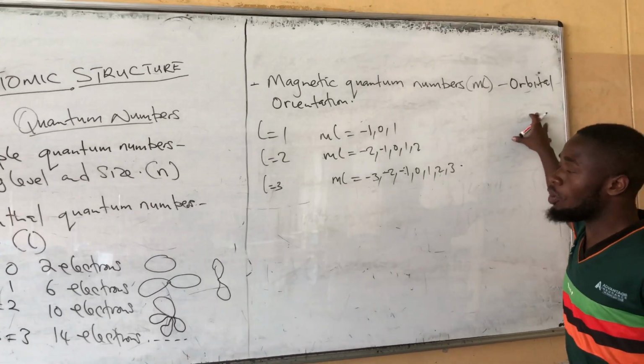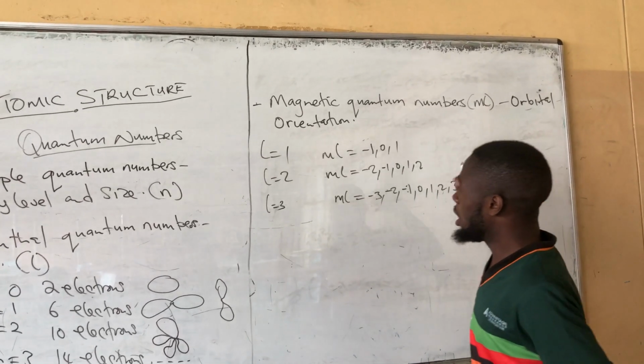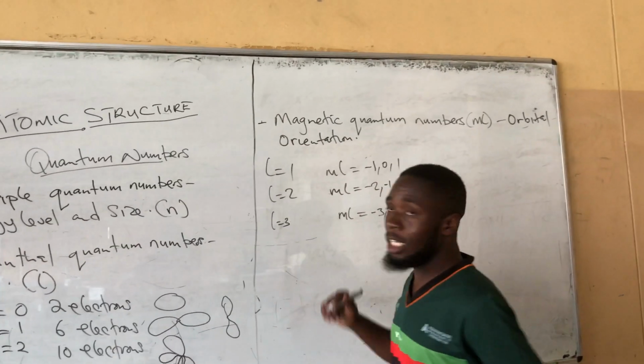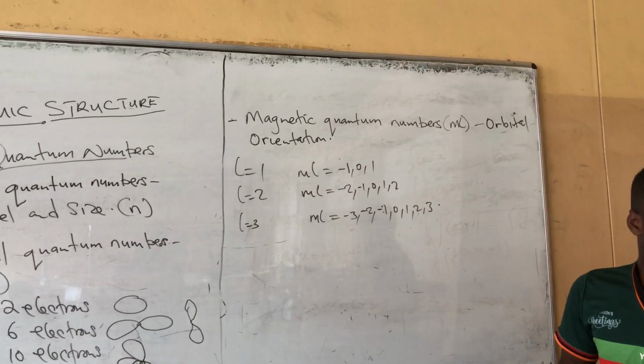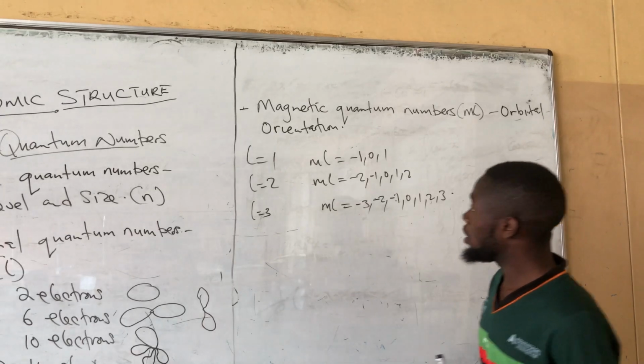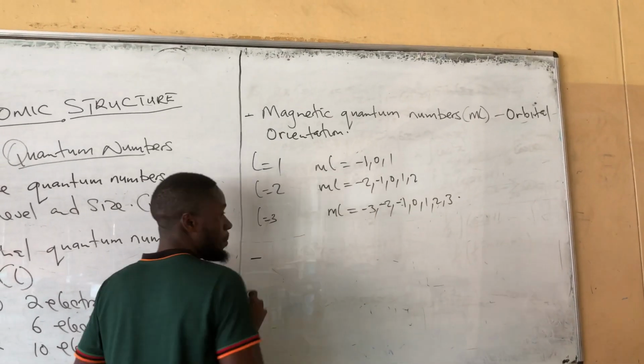So these deal with orbital orientation. What is the next type of quantum numbers? That is spin quantum numbers.